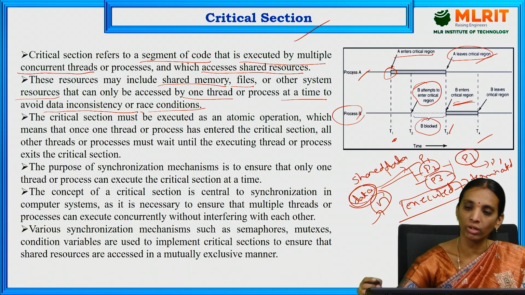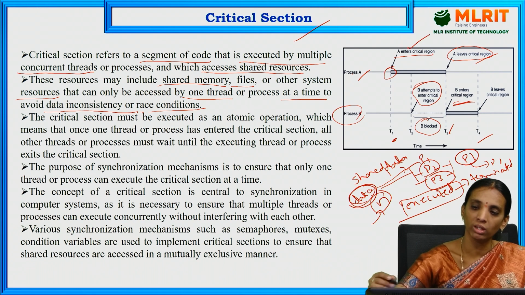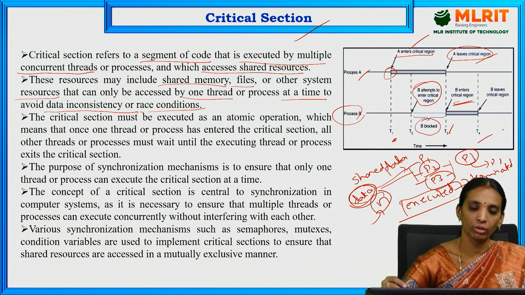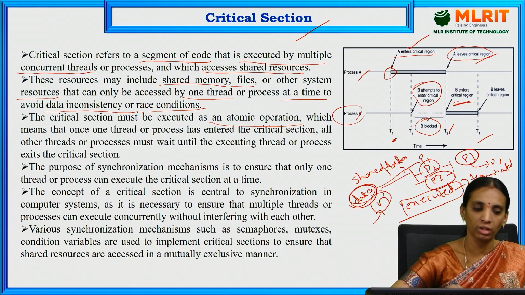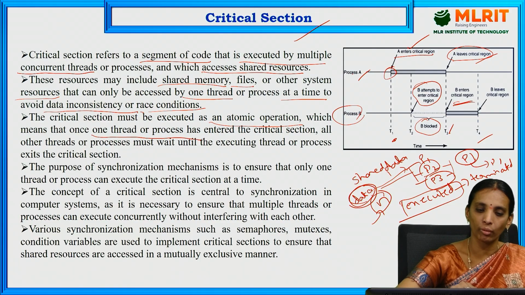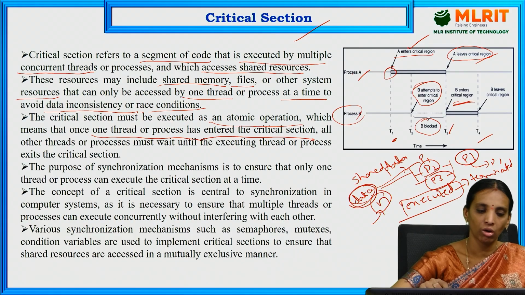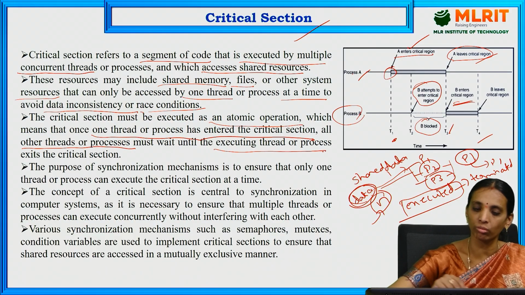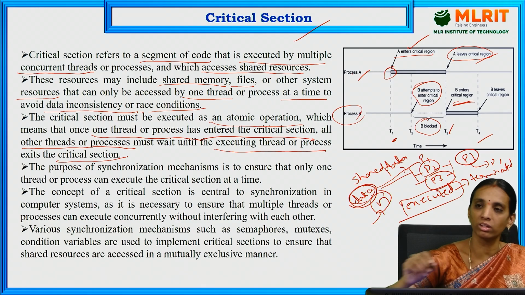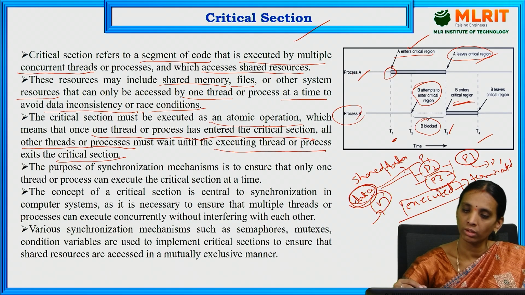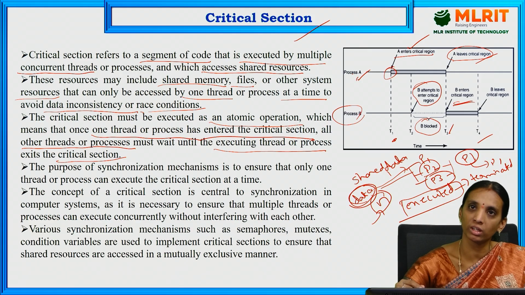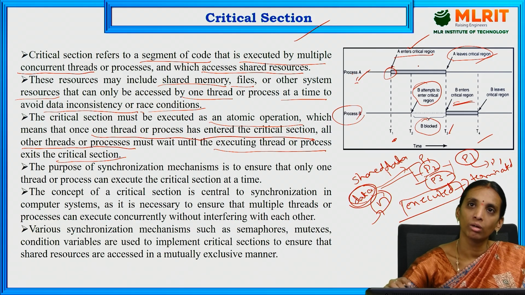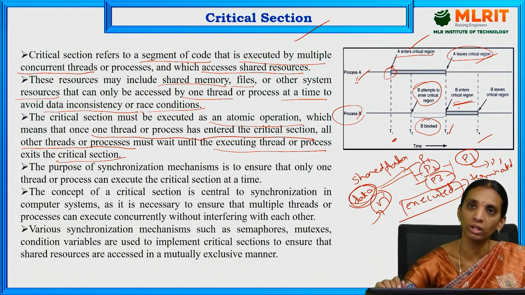Now, to avoid that race condition, we use the critical section concept. Here it is executed as an atomic operation. That is, if one thread or process has entered the critical section, all other threads and processes must wait until the executing thread or process exits the critical section. Whenever one process enters the critical section, it can access all the resources, so all other processes go into the waiting state.